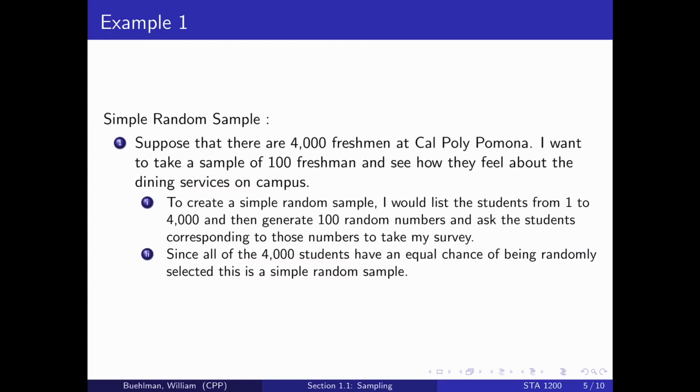Since all 4,000 students had a 1 in 4,000 chance of being picked randomly for the sample, it is a simple random sample. They all had an equal chance of being picked.